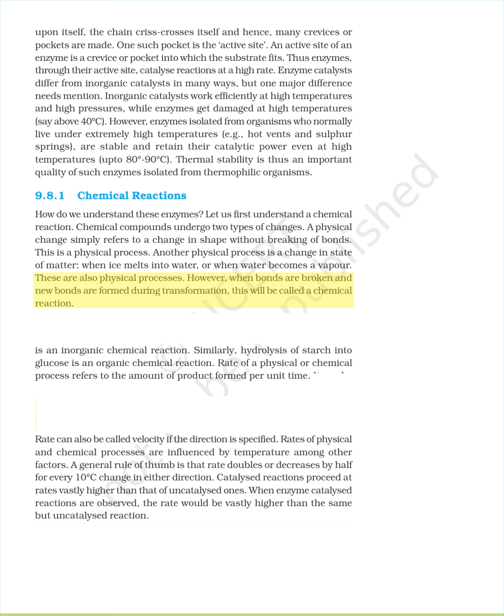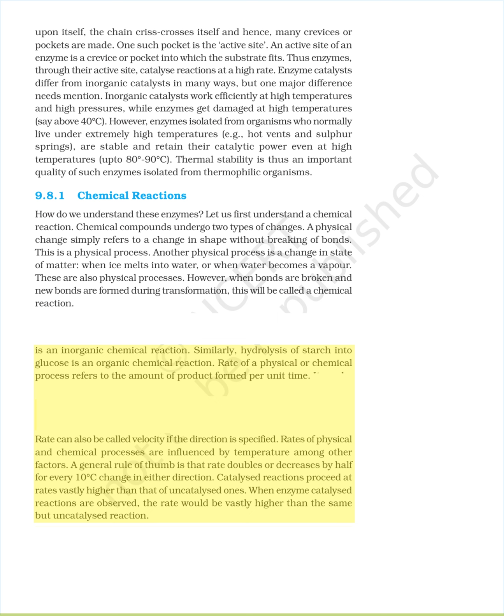However, when bonds are broken and new bonds are formed during transformation, this will be called a chemical reaction. This is an inorganic chemical reaction. Similarly, hydrolysis of starch into glucose is an organic chemical reaction. Rate of a physical or chemical process refers to the amount of product formed per unit time. Rate can also be called velocity if the direction is specified.